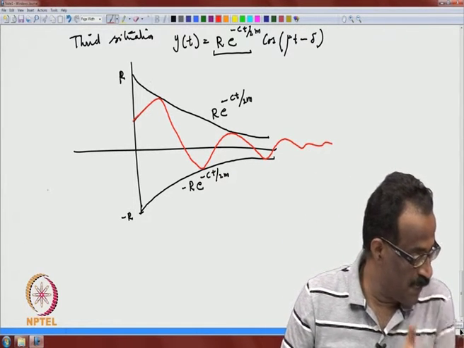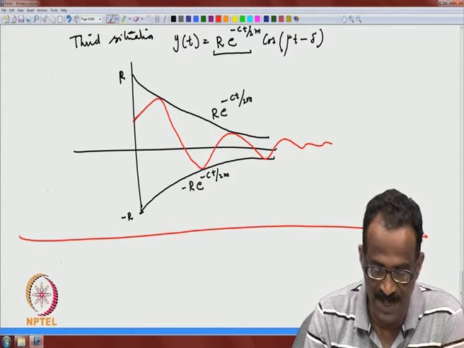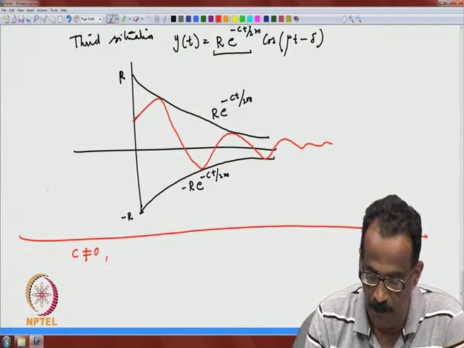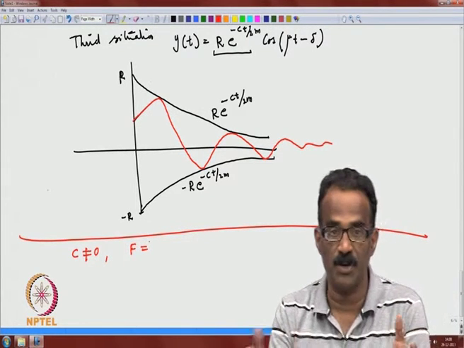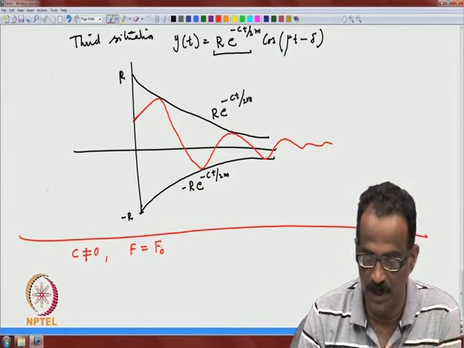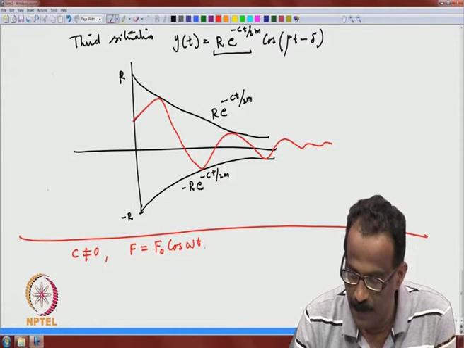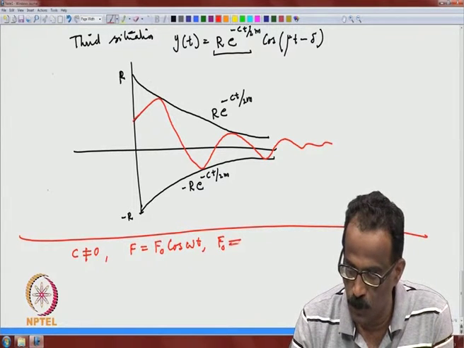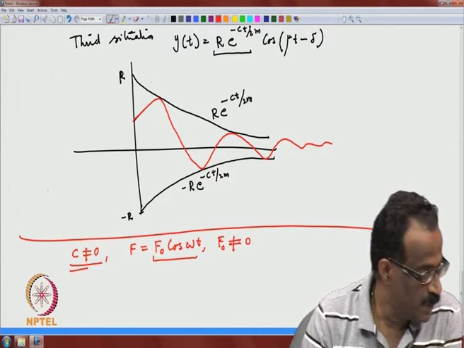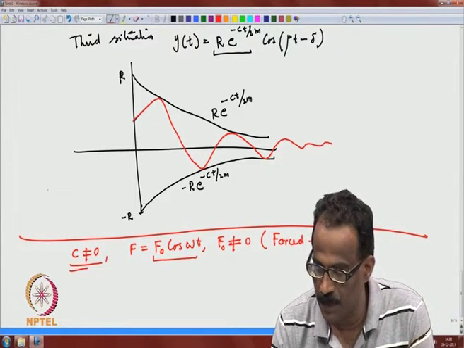Now, the final situation, which let me not do completely, but let me do the next case. Suppose c not equal to 0 and f not equal to 0, but I do not want to take arbitrary f, it is an input function, so let me try with f naught equal to cos omega naught t, with f naught not equal to 0. So, you have an external frequency coming here, but then there is a damping provided. So, this is called forced damped vibrations.